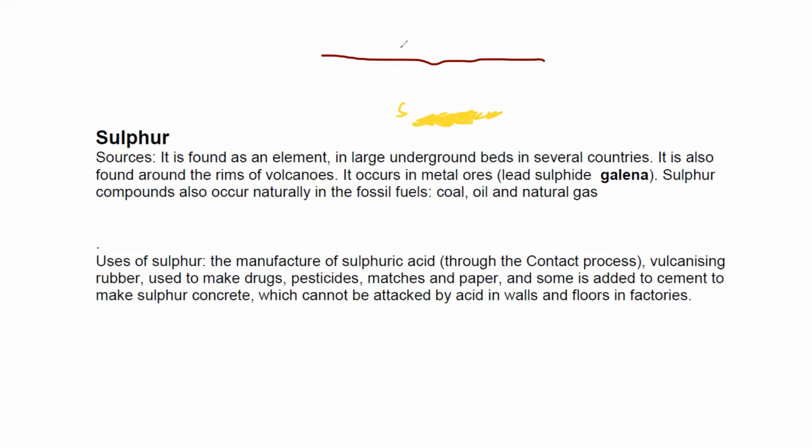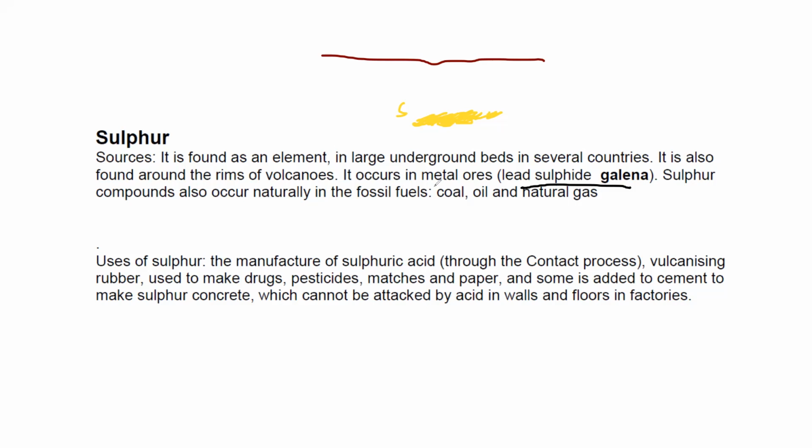It also occurs in a metal ore or metal compound known as lead sulfide, also known as galena. That's the name given to the ore of lead. Sulfur compounds also occur naturally in fossil fuels such as coal, oil, and natural gas. So there are many ways we can have this element sulfur, but normally sulfur mining is done, and sulfur exists as a yellow solid underground.